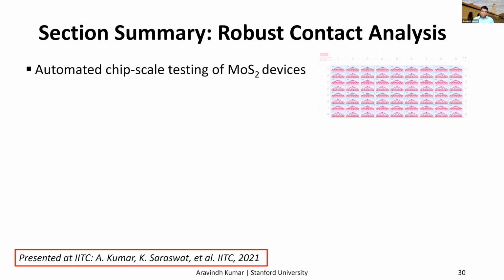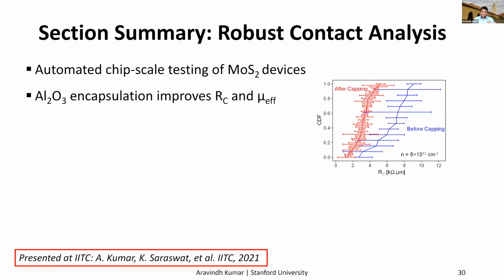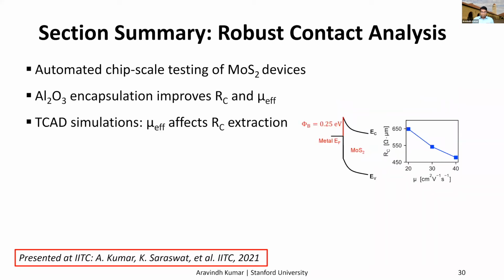So, summarizing this section, we set up a platform for automated chip-scale testing of MoS2 devices. This was achieved using a semi-automated probe station and an encapsulation process using ALD aluminum oxide. The capping improved both the RC and mobility, but caused slight N-type doping. TCAD simulations showed that the measured RC depends on the mobility as well. So careful mobility comparison is also required when optimizing the contacts.